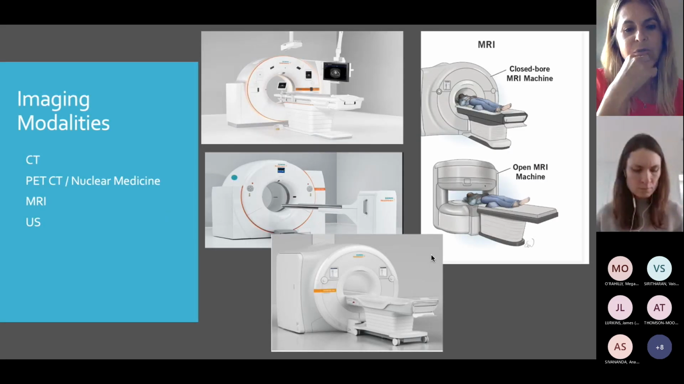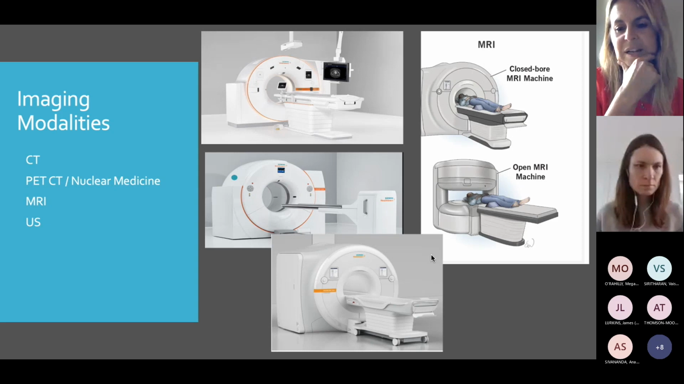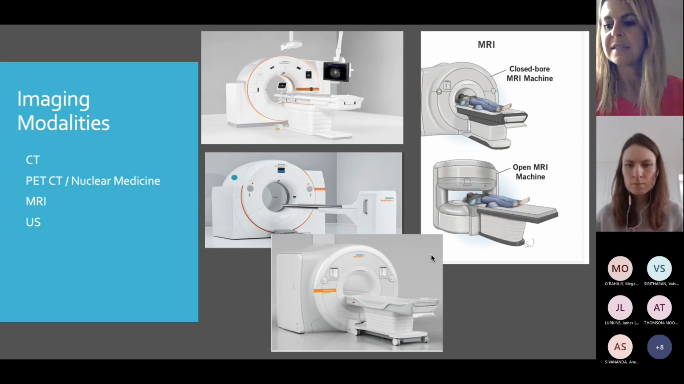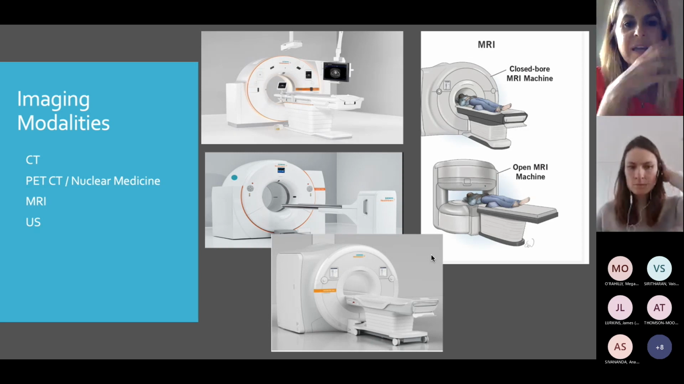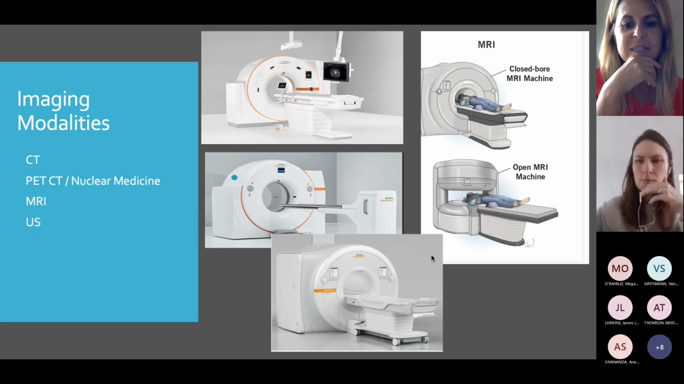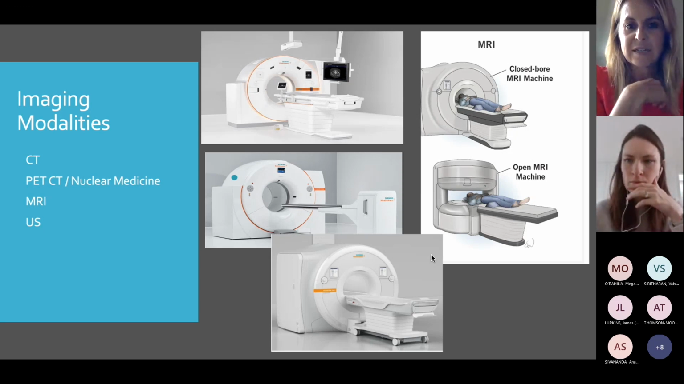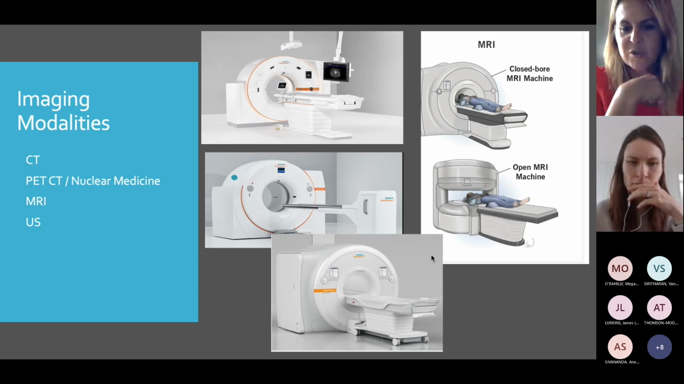So just to remind you, the imaging modalities we have on offer are CT, PET CT, MRI and ultrasound. I put these images in because the scanners all look very similar from the patient's point of view, and I think that's quite an important thing to highlight so that they know what they're going to see and expect. If you haven't been down to the imaging department recently, the modern scanners all look very similar, and it's quite useful to be able to explain to the patient what they look like.